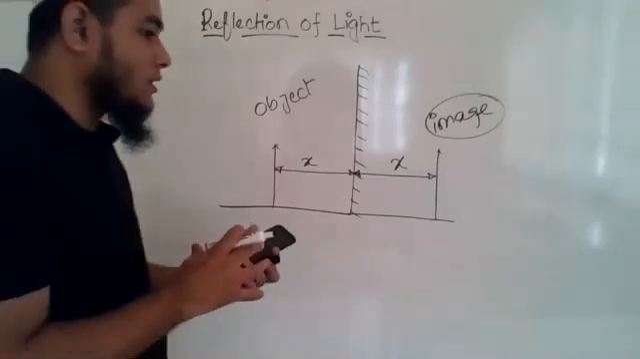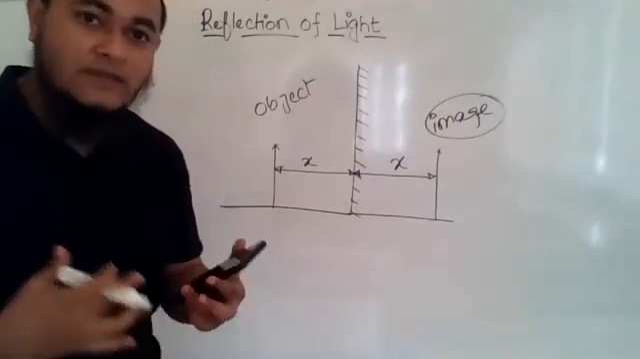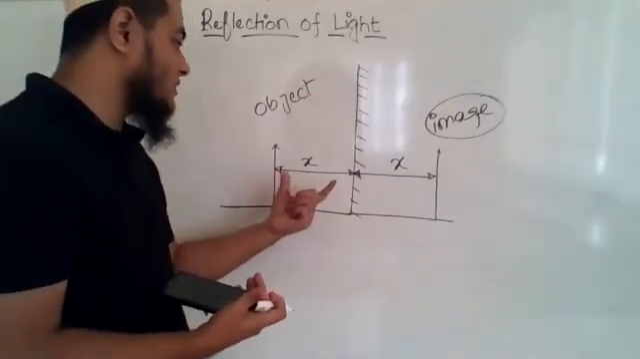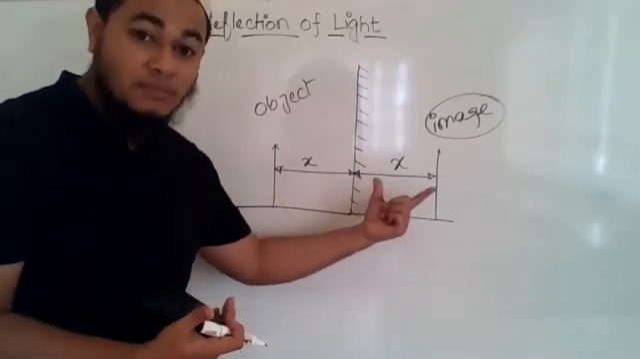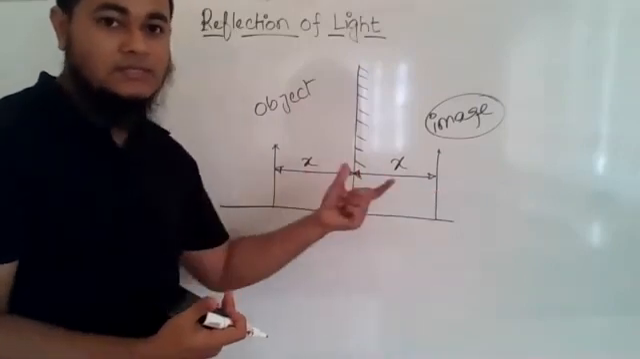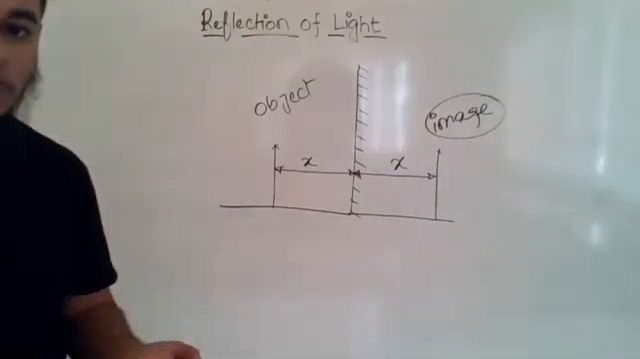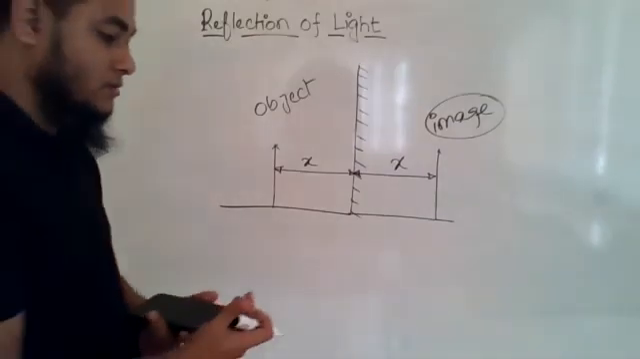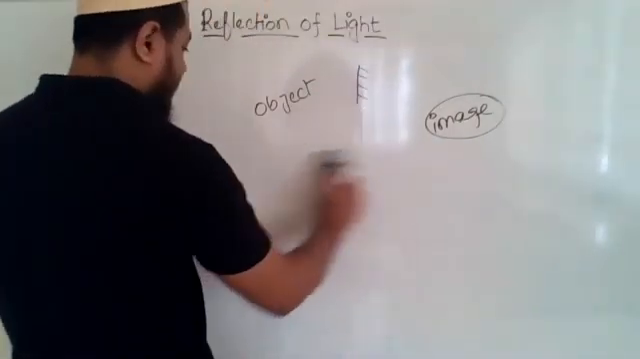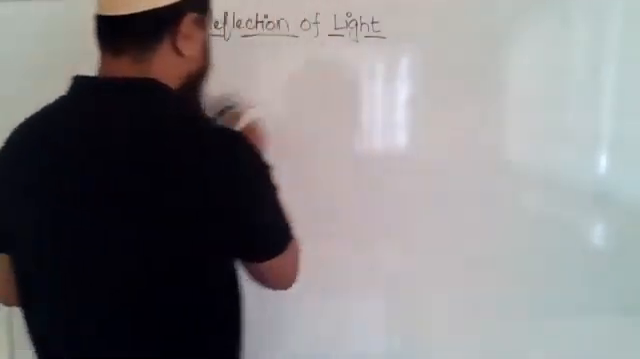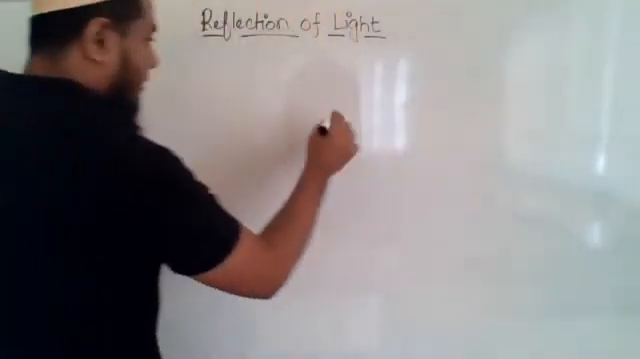Now this one, I told you, right? I informed you that the distance of the object from the mirror is equal to the distance of the image from the mirror, right? These distances are equal, but we will try to prove it geometrically. You have studied theorems, right? So we will try to prove it using geometry. Acha.